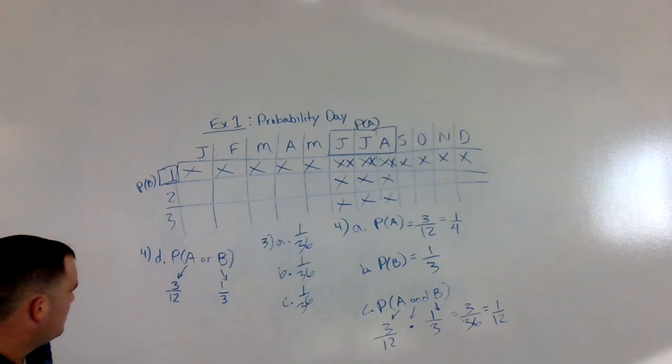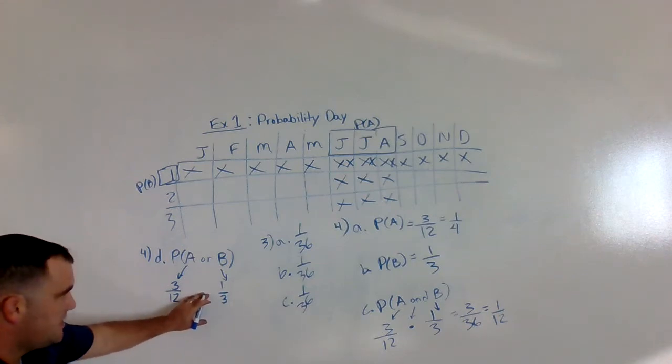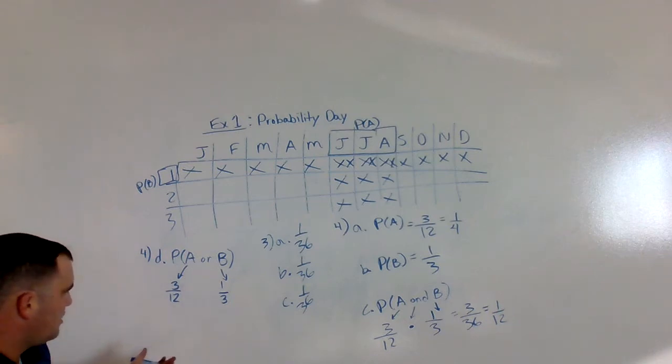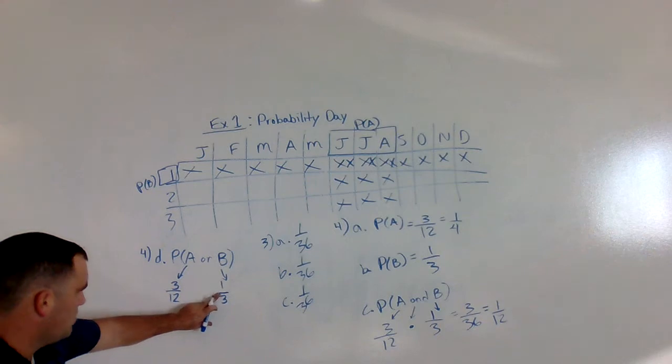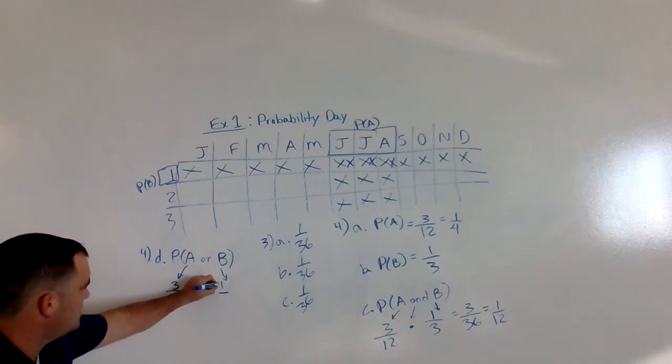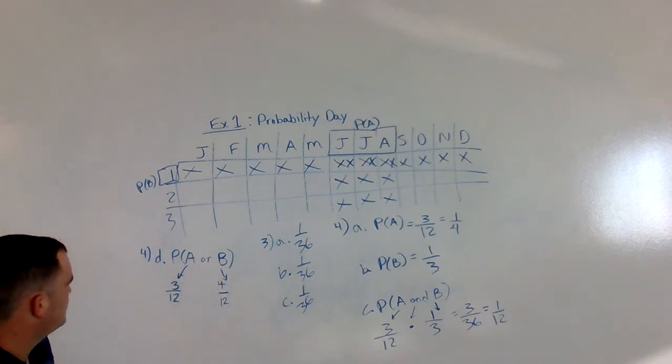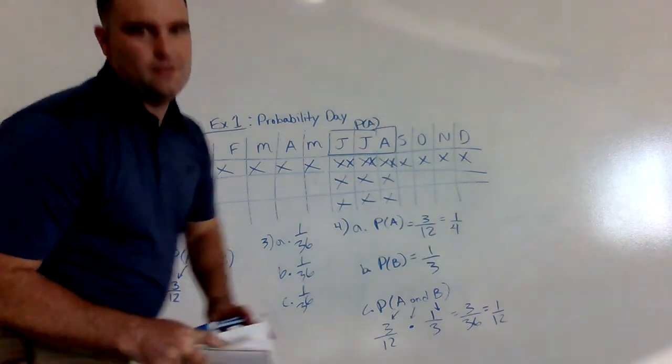Now, if we were to combine these things, the 3 out of 12 and the 1/3, you would have to get a common denominator, right? So you'd have 3/12 and 1/3, which 1/3 is the same thing as 4/12. Let's see, 1/3, 4/12. Okay, time out. Hold on.